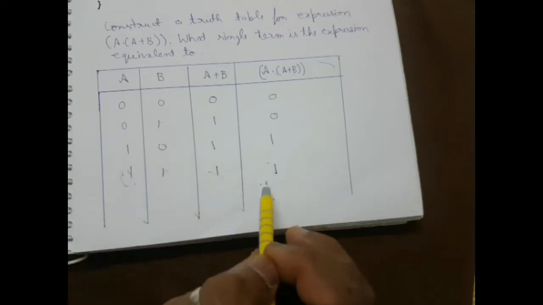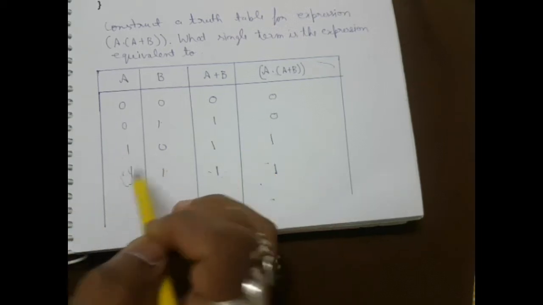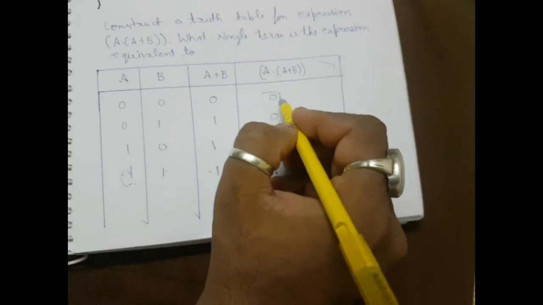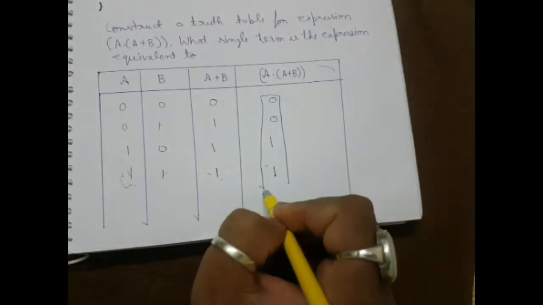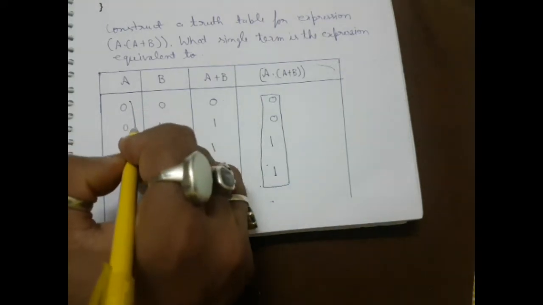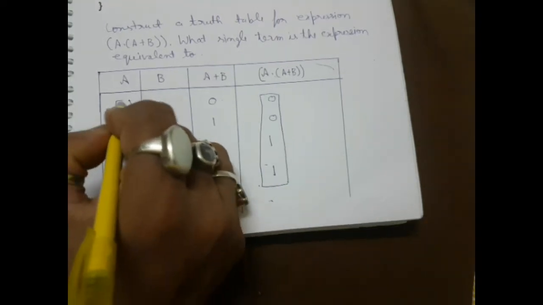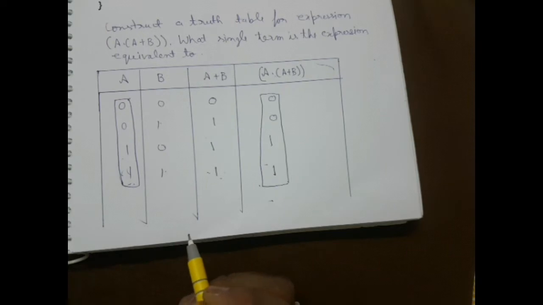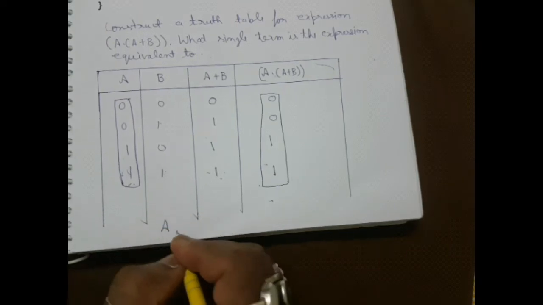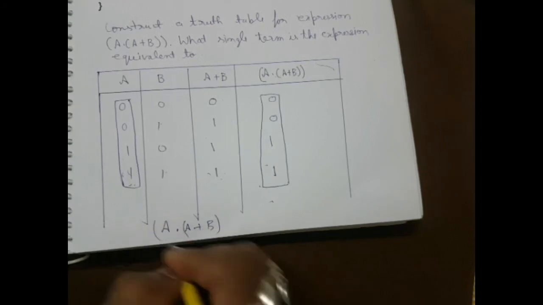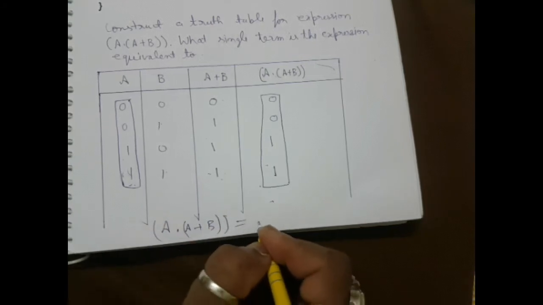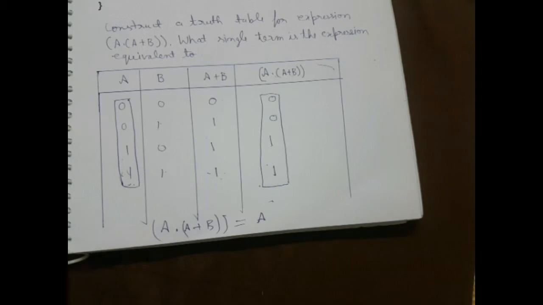So it is 0 0 1 1. So here also it is 0 0 1 1. So we can say that a dot (a plus b) is equivalent to a. Alright, you can say a dot (a plus b) is equivalent to a. So this is the way of doing it using a truth table.